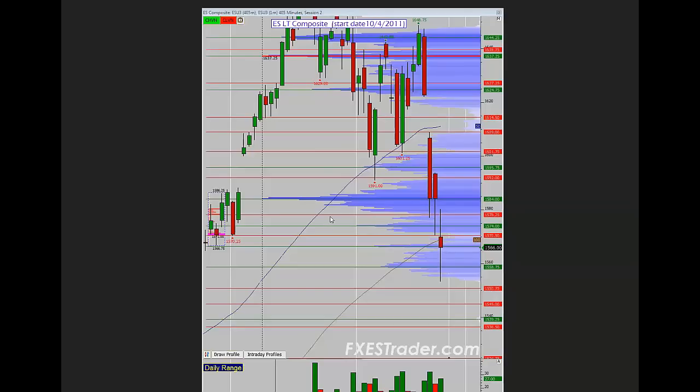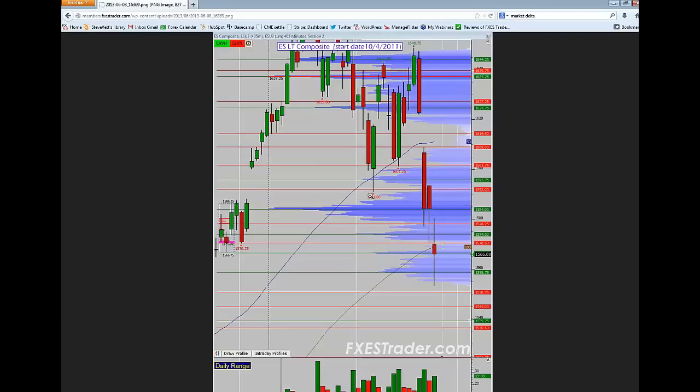A lot of it having to do obviously with the unwinding of the carry trade and a pretty heavy risk off attitude among a lot of the global funds. So that's in a nutshell the composite.